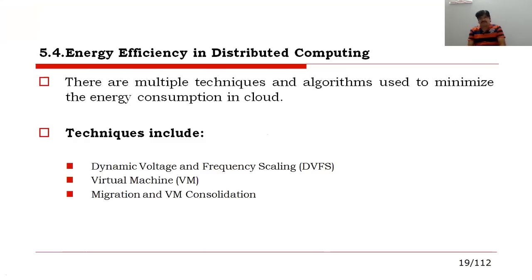Friends, we discussed security as well. Next, we move to the last factor, energy efficiency in distributed computing. Energy is one of the important factors. Energy means if you want to run a computer, some energy is required. The first one is power: power consumption, power efficiency. How to control the power?